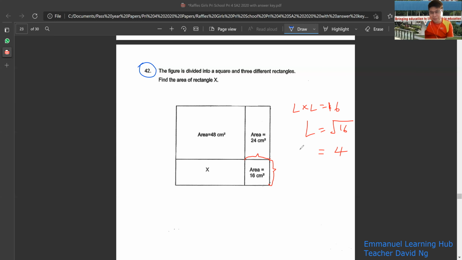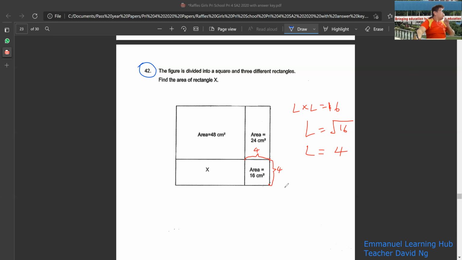My son next year, primary 1, he's not even in primary school. He can tell me the correct answer, it's 4. You have to brush up a lot. My son is not even in primary school now, he's in primary school next year. He can tell me 4 times 4 is 16. You have a lot to brush up. Square root of 16 is 4.